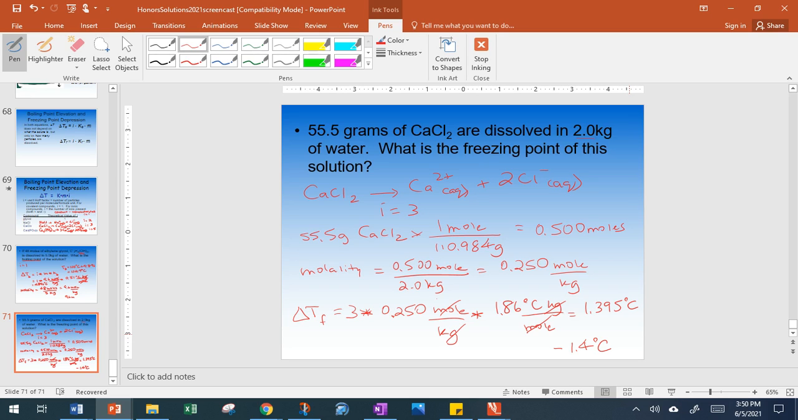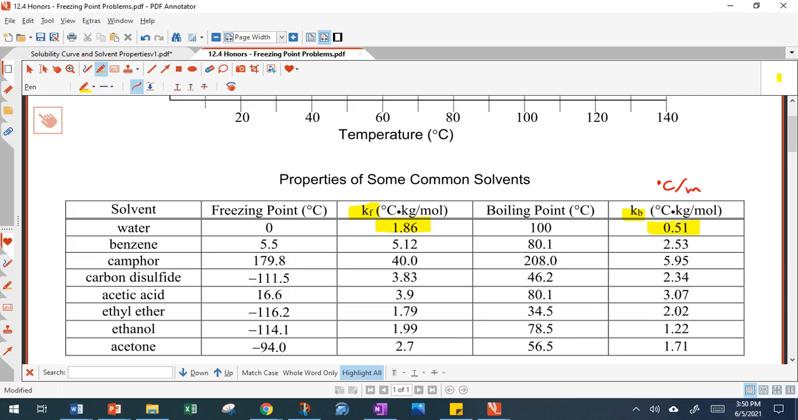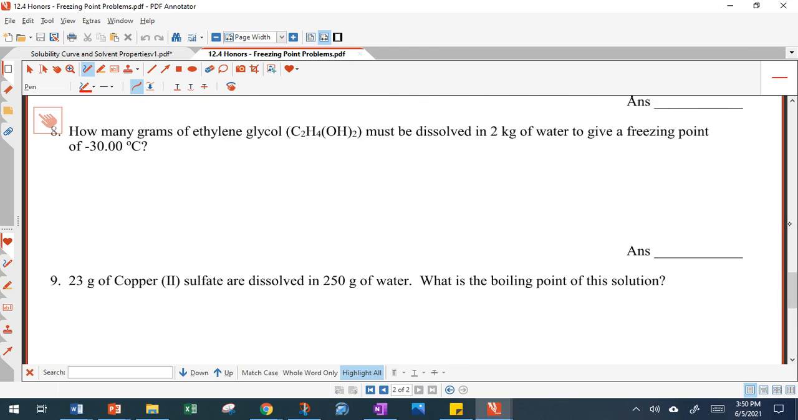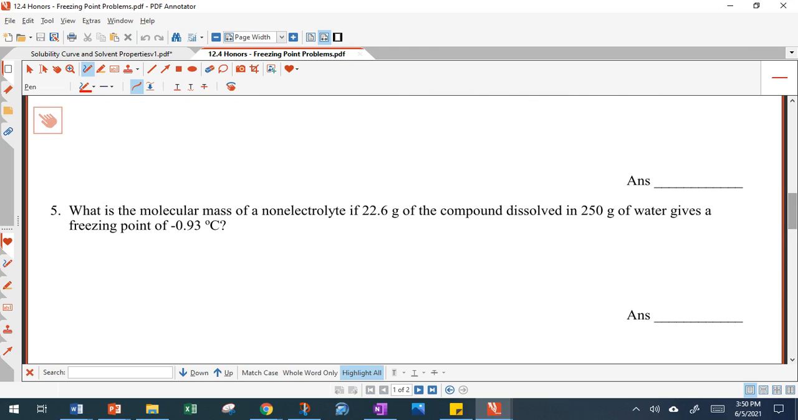Okay, so those are typical problems when you have to calculate either your freezing point or your boiling point. Now I want to do a problem where you have to kind of work backwards. So let's look at your sheet that you have for homework. Okay, so let's go down and let's see. This one's asking for you to work backwards. It's saying, what is the molecular mass of a non-electrolyte if 22.4 grams of the compound dissolved in 250 grams of water gives a freezing point of negative 0.93 degrees Celsius?